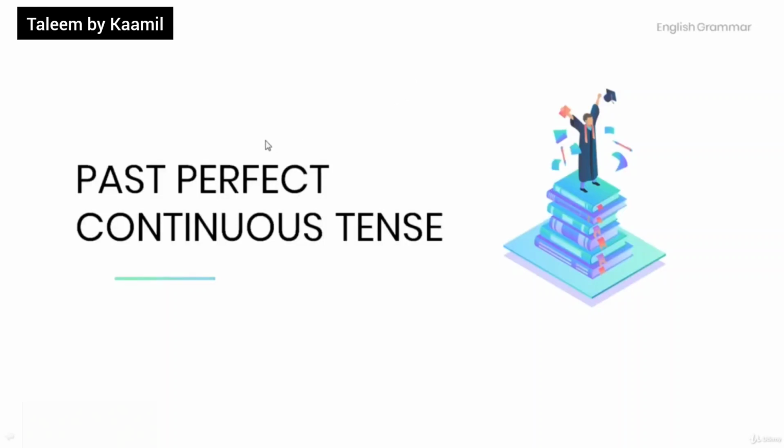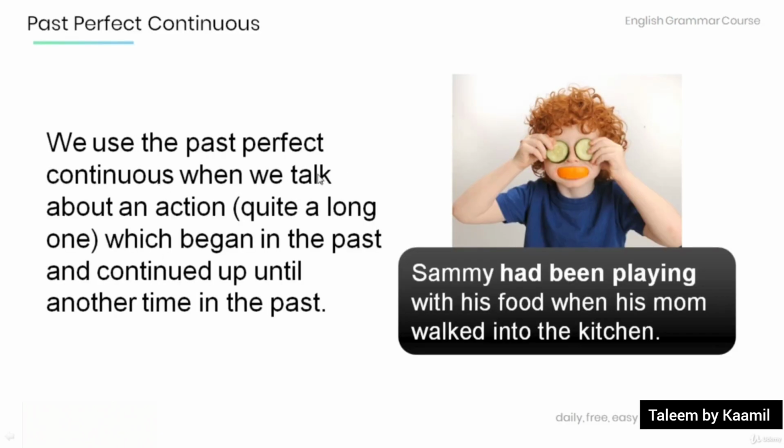Welcome to this tutorial. Today, we're going to talk about the past perfect continuous tense. Let's get started. Now, we use the past perfect continuous when we talk about an action, quite a long one, which began in the past and continued up until another time in the past.